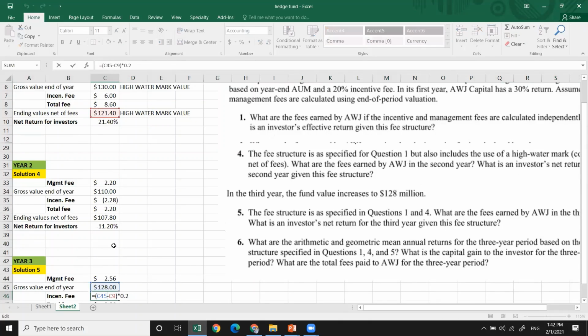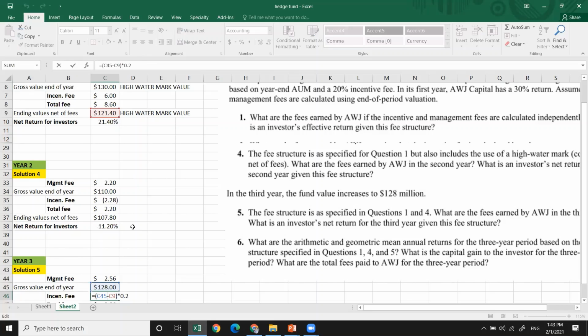So basically what I did here: C45, 128 minus the ending year value. However, we cannot select the ending year value because it is below the high watermark value. So we should select the high watermark value when we compute the incentive fee.